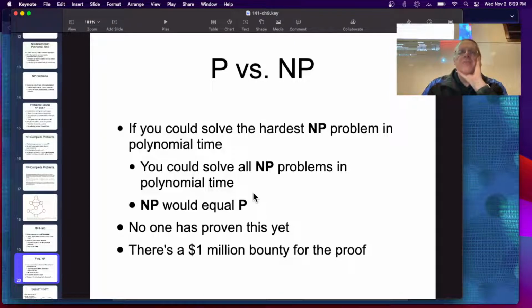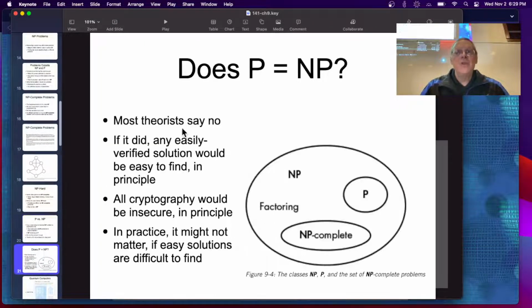If P equals NP, then none of these problems are actually hard. It's just that we haven't found the right efficient solution yet. And if that was true, that would destroy all our cryptography. Then there would be a way to find the key efficiently.